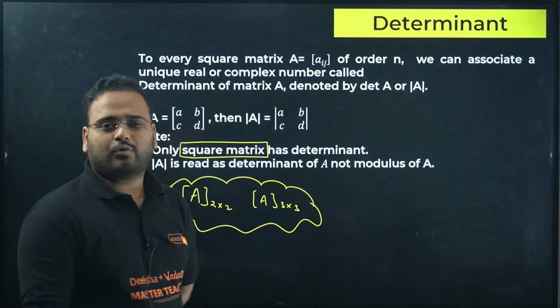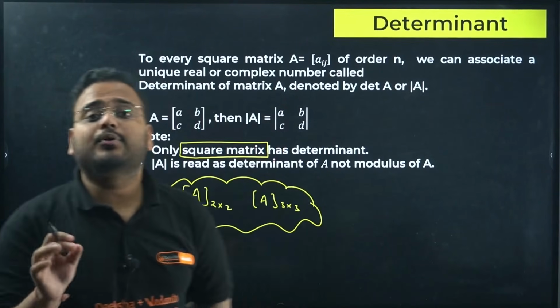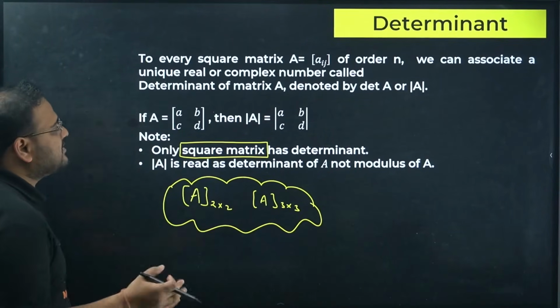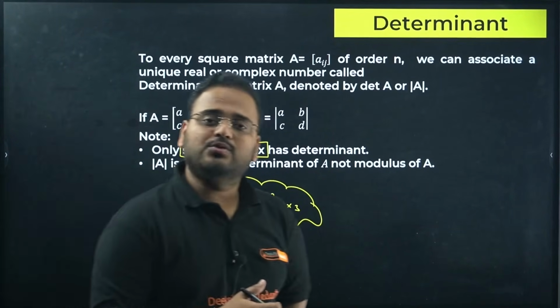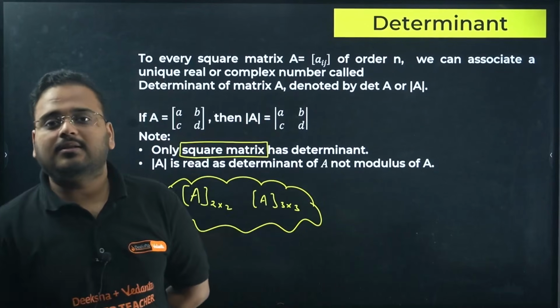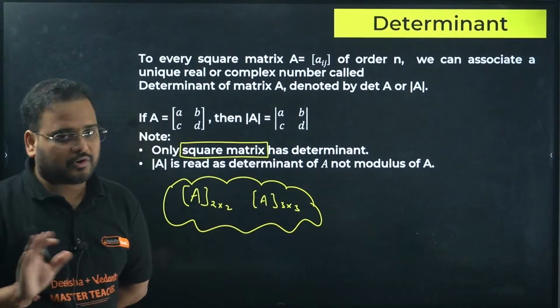In our syllabus we have to deal with only 2 cross 2 to 3 cross 3 matrices for determinants. We don't have to deal with 4 cross 4 or 5 cross 5 for the syllabus of PU2 and KCET. We have not seen a question like this in our PYQs where it says that you need to study the 4 cross 4 matrix also, not required.